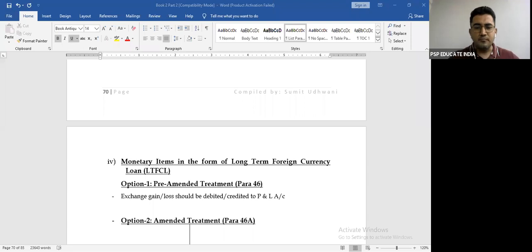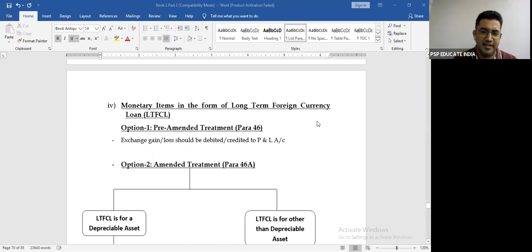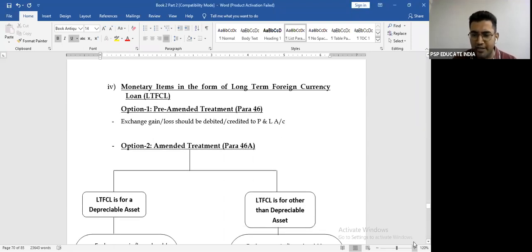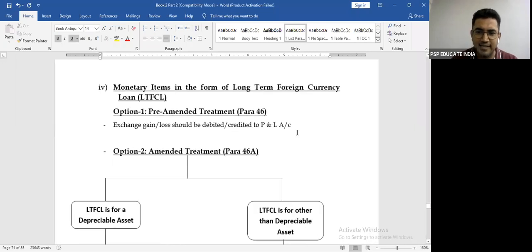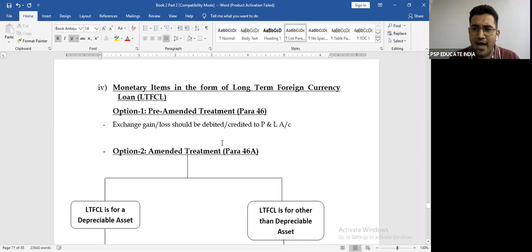Okay, let's come to the last concept of AS11, and please pay full attention to what I'm saying. This is an important concept. I will also explain to you the amendment. As of now, today, just understand the concept what I'm saying.